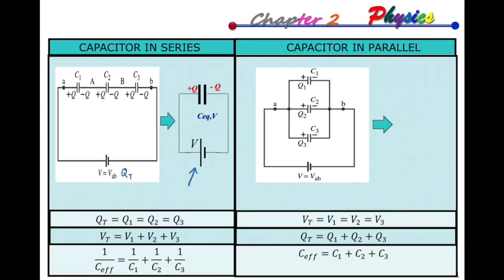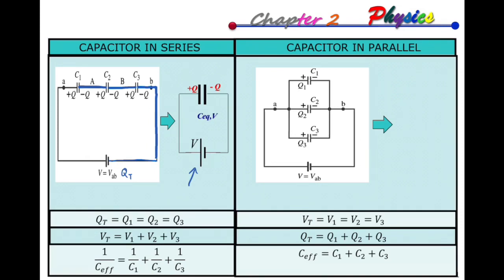So to find the total charge, try to imagine we have a battery. Electrons will be flowing from the negative terminal of the battery, moving along the circuit, and then it will reach each capacitor. So from here, we will get Qt is equal to Q1 and equal to Q2 and Q3. The charge across each capacitor is equal.